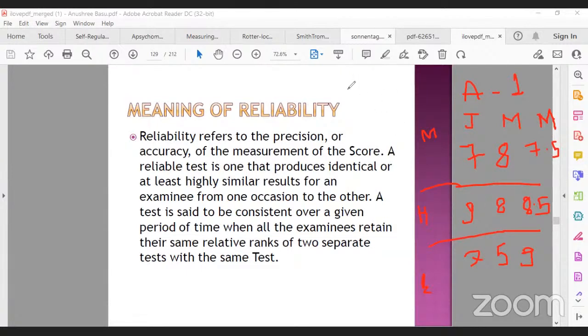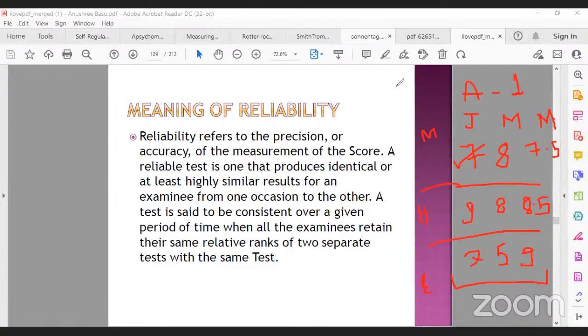scores 5, 9 and 7. So yes, when we are talking about highly similar results from one occasion to another, here we have 3 instances, 3 months, January, March and May, and the marks obtained are 7, 8 and 7.5, 9, 8 and 8.5, 7, 5 and 9. These are highly similar, whereas these are also highly similar, but not as much as these. And these are, however, increasing, but the performance is not as reliable as these 3.